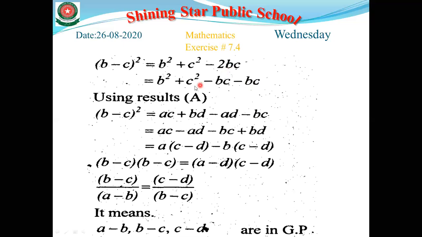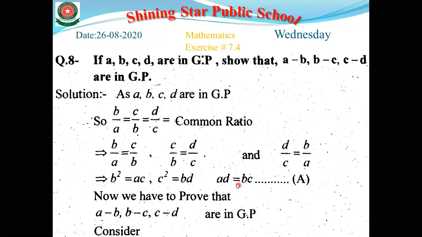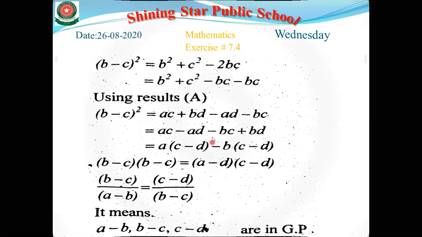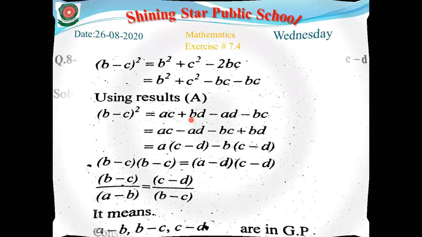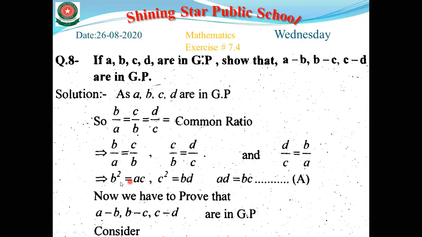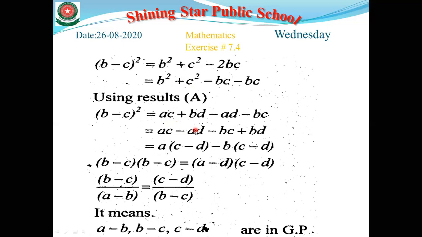Okay. So using the result AD equal to BC, we can replace BC with AD, and B² and C² are replaced with AC and BD here. B² is AC, C² is BD. So that's why we replace this.